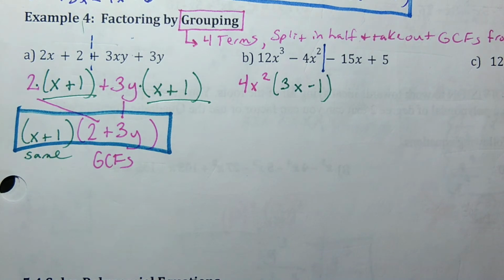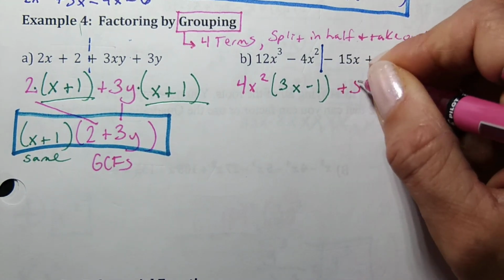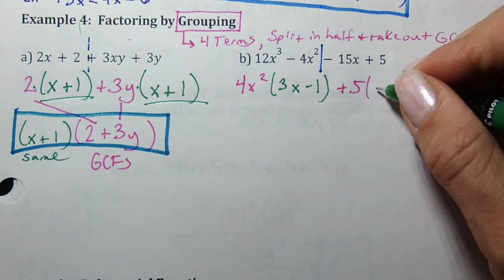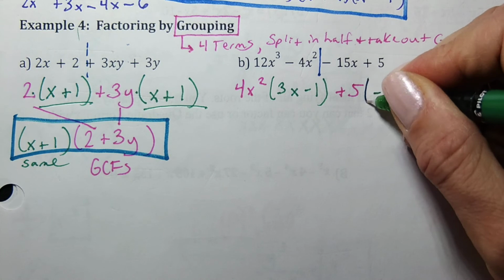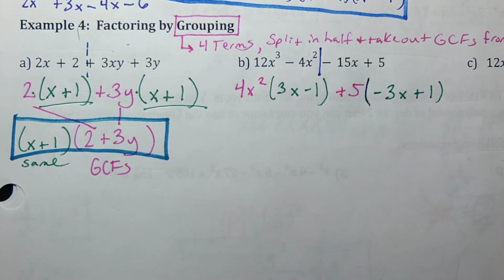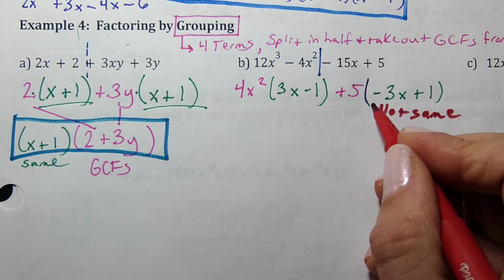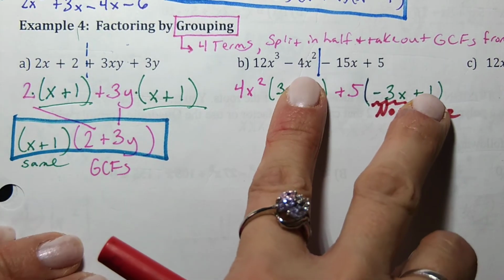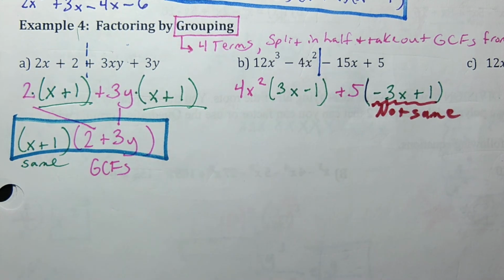Now looking at these 2, what can I take out of 15x and 5? A 5. Now if I take out a 5, that would leave me with negative 3x plus 1. What's the problem here? They're not the same. So I wouldn't be able to take the 3x plus 1, or sorry, the 3x minus 1 as a GCF out of the whole thing.